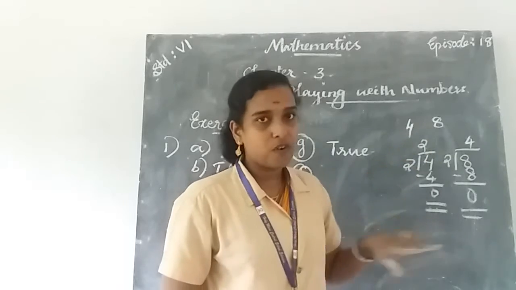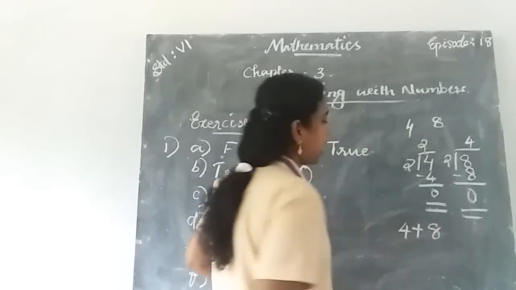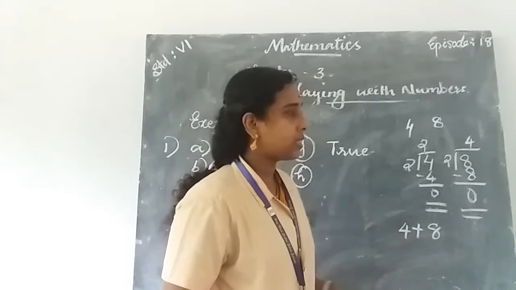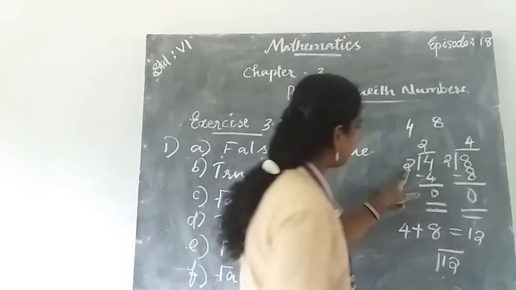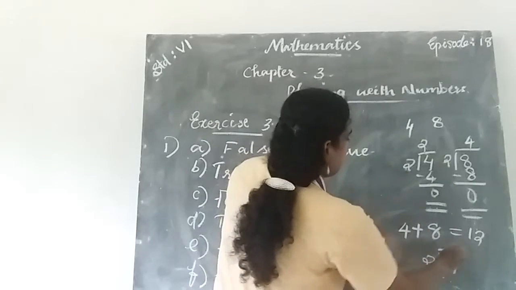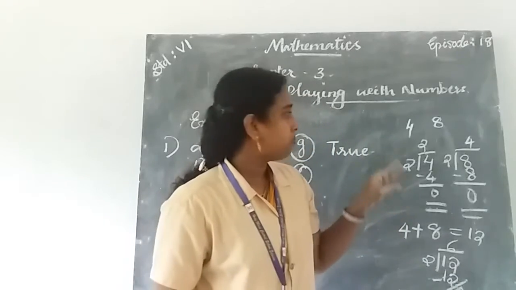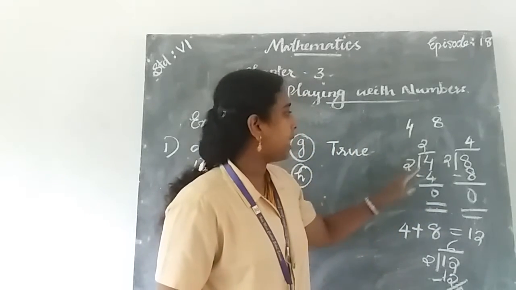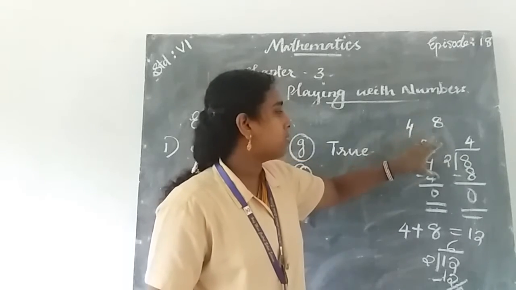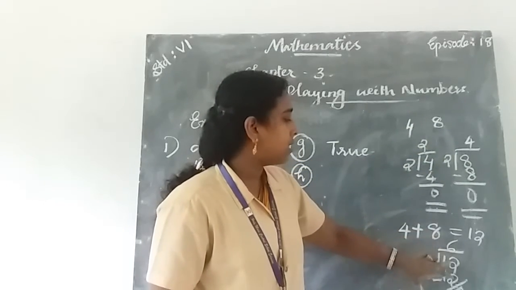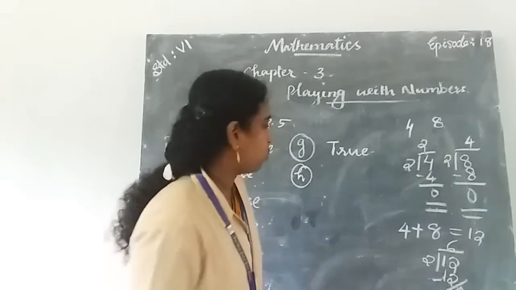We take the sum of the two numbers, 4 and 8. So we add 4 plus 8, we get 12. 12 is also divisible by the number 2. 6 twos are 12, we get 0. So if a number exactly divides any two numbers, it also exactly divides the sum of those two numbers. So the statement is true.